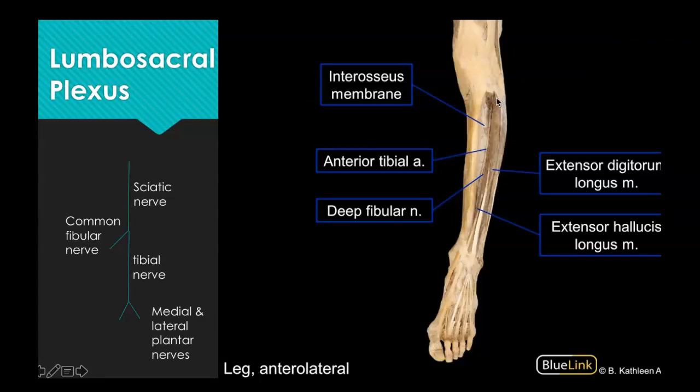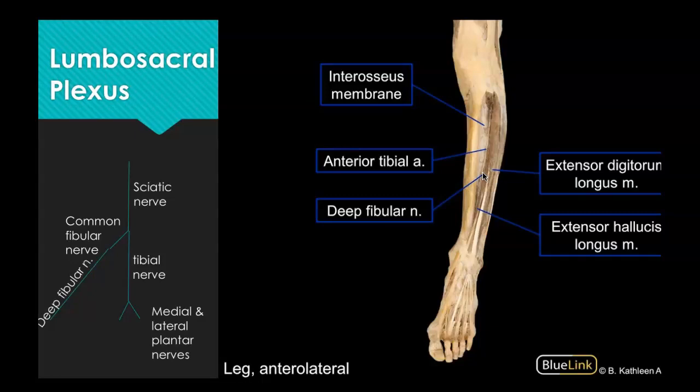From there, it is going to bifurcate into this deep fibular nerve. The deep fibular nerve courses alongside the anterior tibial artery, and we can find this lateral to the tibialis anterior muscle that has been dissected away here. So in your schematic, you can add this line and label it deep fibular nerve.